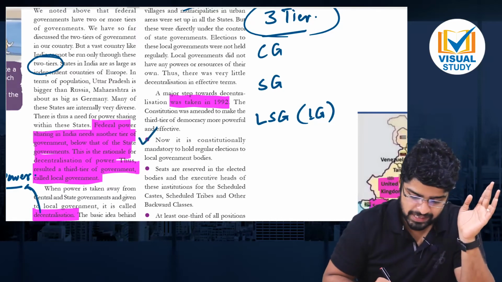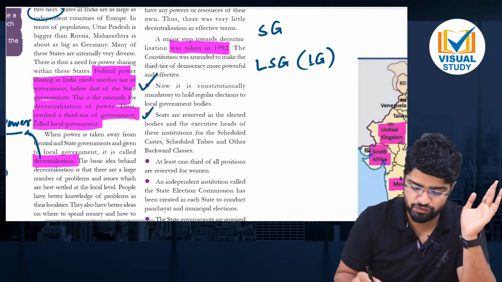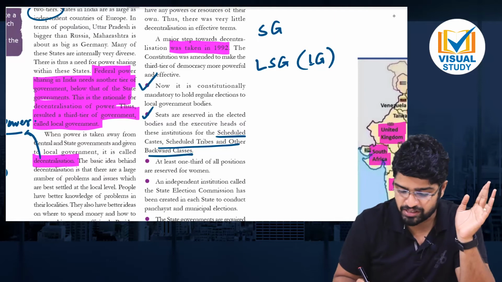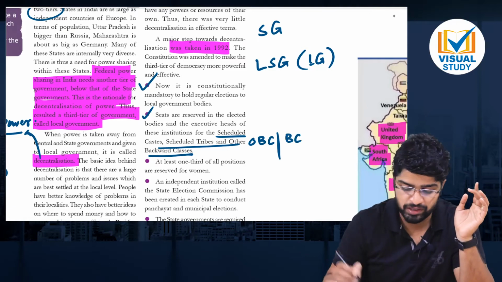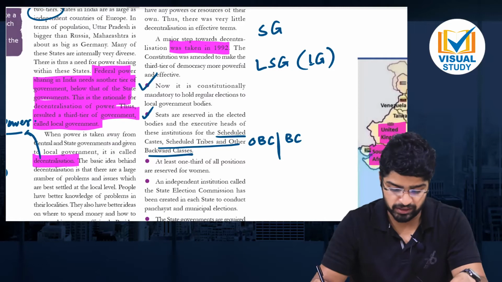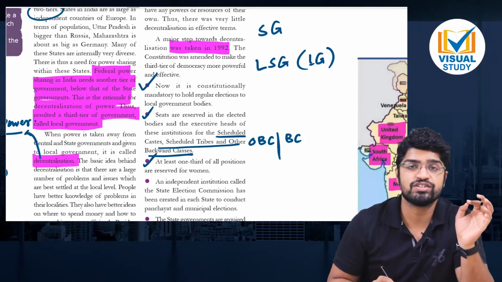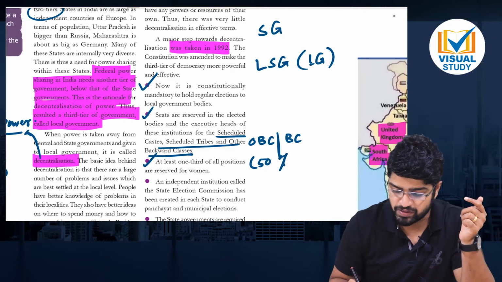Number two, seats are reserved in the elected bodies and the executive heads of these institutions for scheduled castes, scheduled tribes and other backward classes. Other backward classes are called OBCs, or simply backward classes. At least one third of all positions are reserved for women. Maharashtra is a state where local governments have given women 50% reservation.